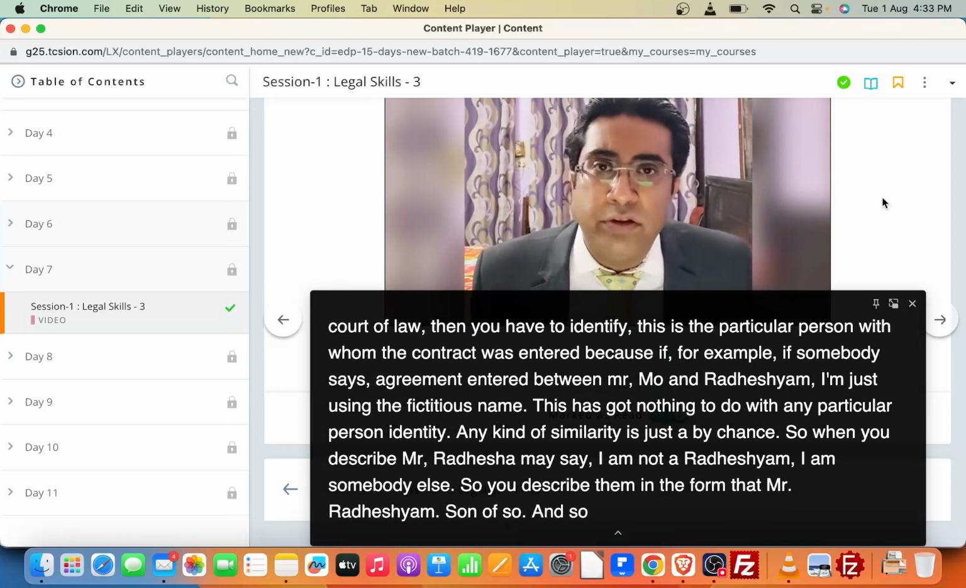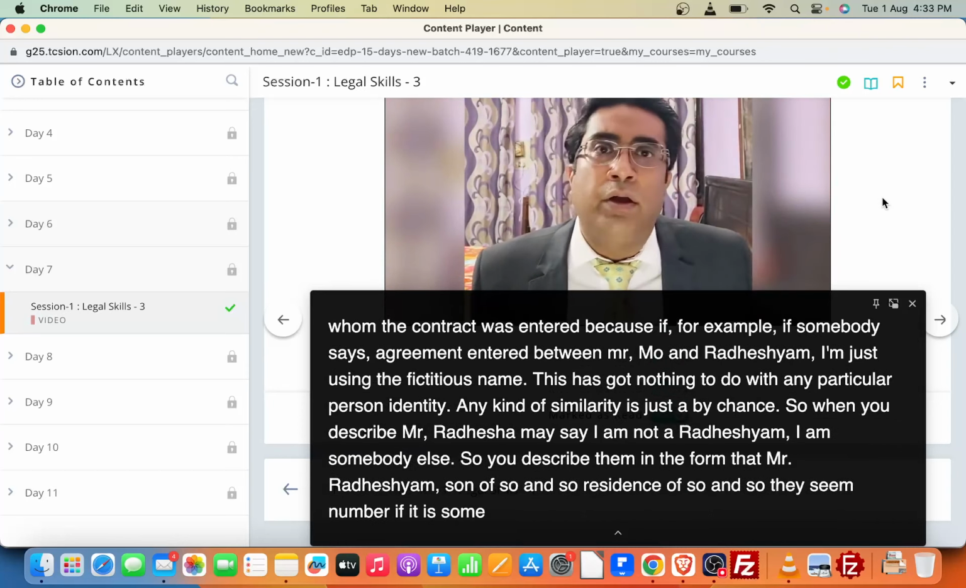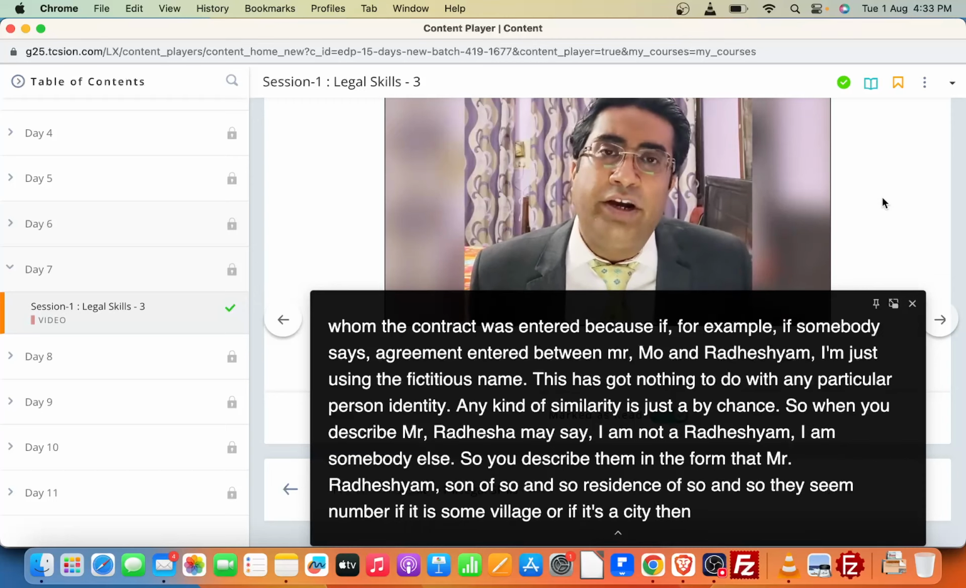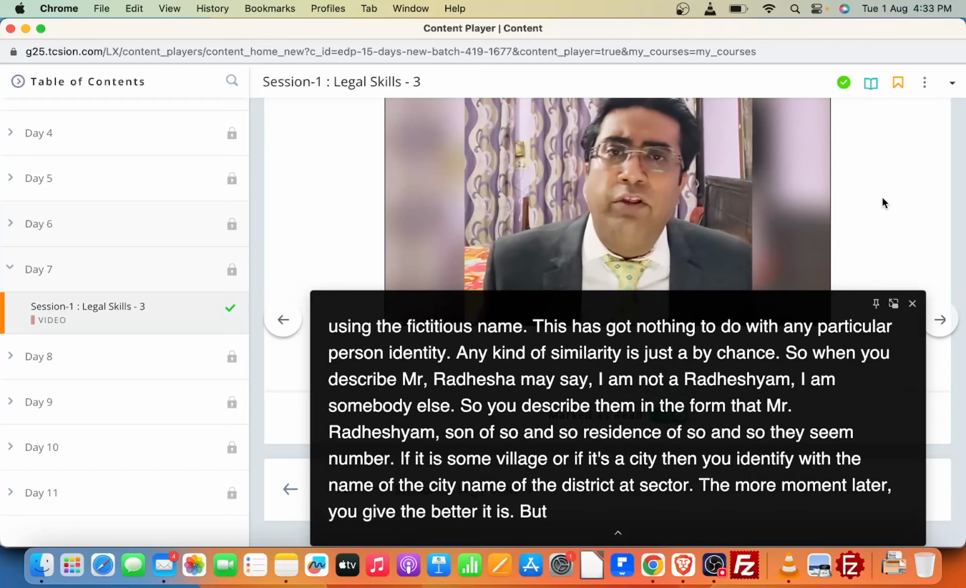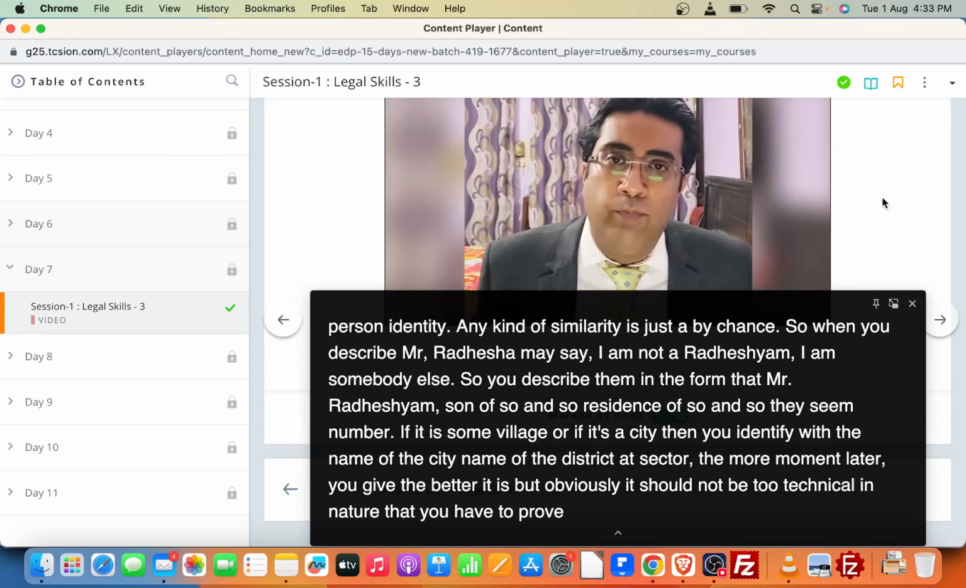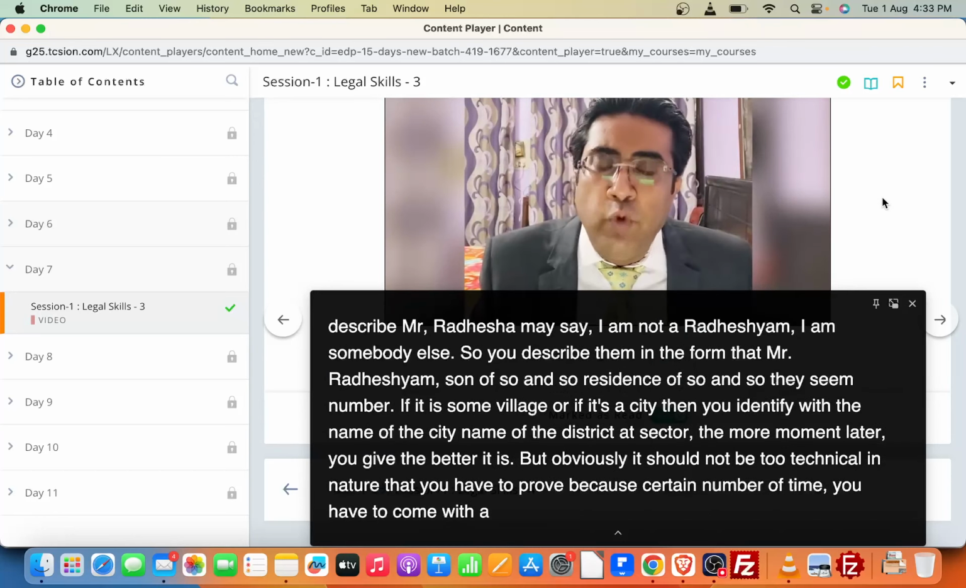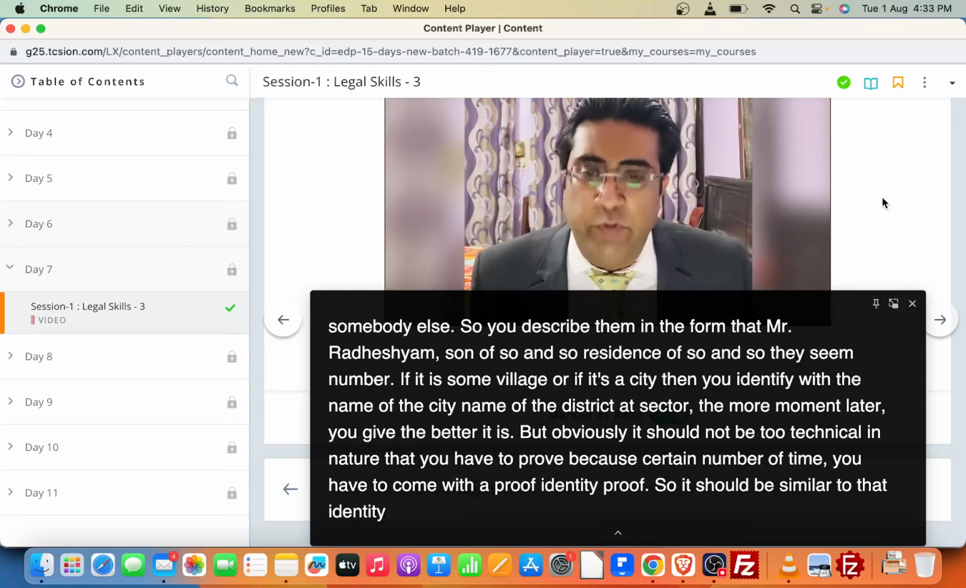Radhesham, son of so-and-so, residence of so-and-so, tehsil number, if it is some village, or if it's a city, then you identify with the name of the city, name of the district, etc. The more nomenclature you give, the better it is. But obviously, it should not be too technical in nature that you have to prove, because a certain number of times you have to come with a proof, identity proof. So it should be similar to that identity proof.